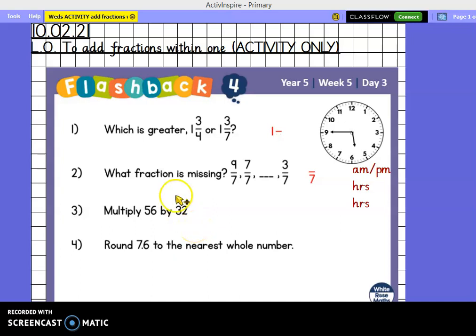Miss Biggs here. Please record in your book today's date and learning objective to add fractions within 1, and write that it's activity only because today you do not have a worksheet to work from. Can you record your flashback 4? Pause the video while you have a go at those, please, and when you've finished, come back and let's check your answers. Shall we see how you did?